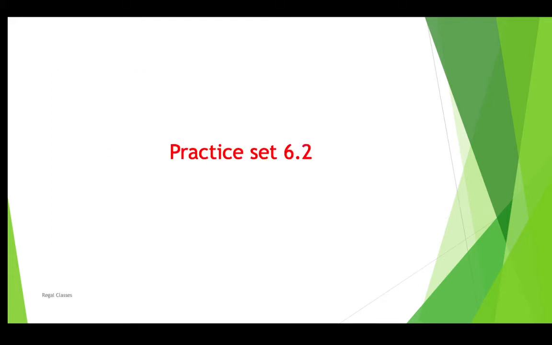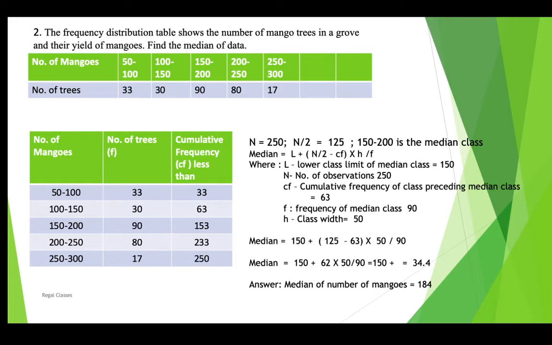So take practice set number. First problem. Frequency distribution table shows the number of mango trees in a grove and their yield of mangoes. Find the median of the data. So number of mangoes, number of trees. And you have to calculate first cumulative frequency, less than type.